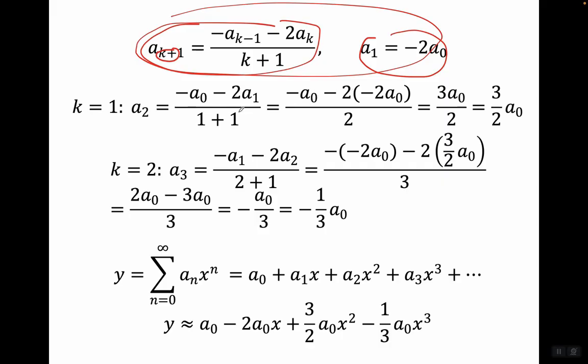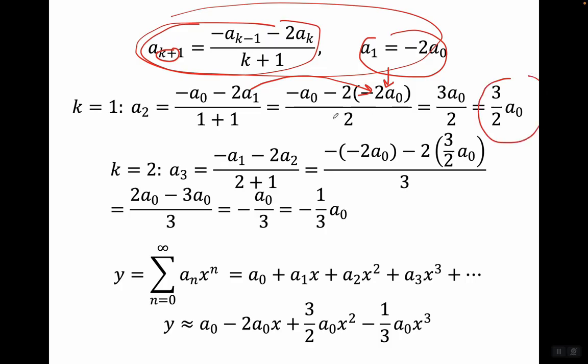Okay, now we want just a sub 0s. We don't want to have a0s and a1s and all sorts of other stuff. So let's replace the a1 with negative 2a sub 0. We saw that on the previous line. So the numerator is just going to be negative a sub 0 plus 4a sub 0, in other words, 3a sub 0. So we have 3 halves a sub 0. That's a sub 2: 3 halves a sub 0.